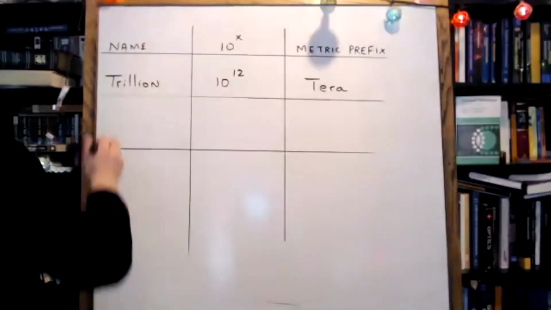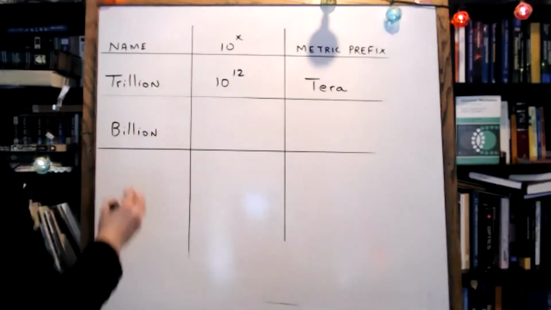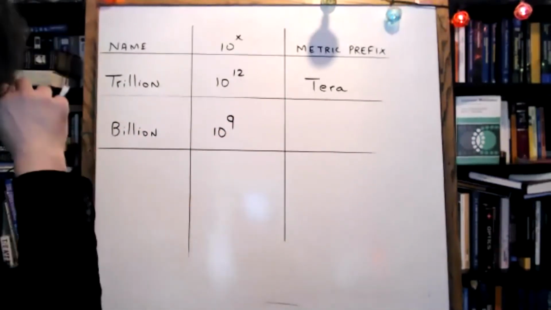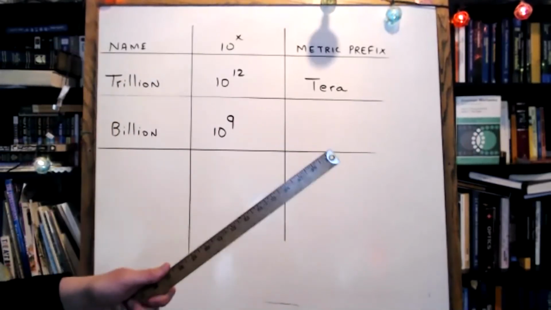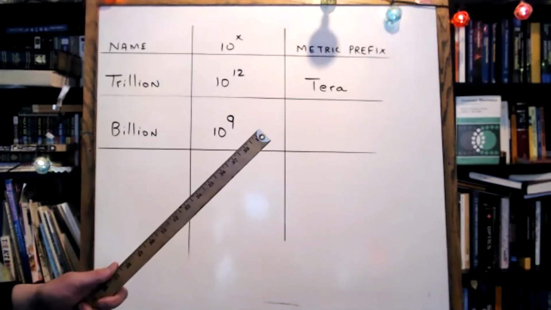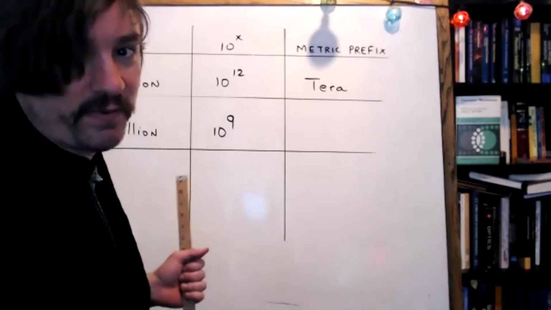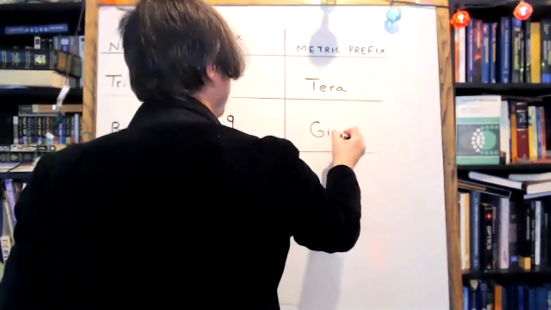How about a billion? How many zeros are in a billion? 9. 10 to the power of 9. Do you know what the metric prefix is? Anyone? Y'all heard about gigabytes before? You know gigabytes? The metric prefix is giga.